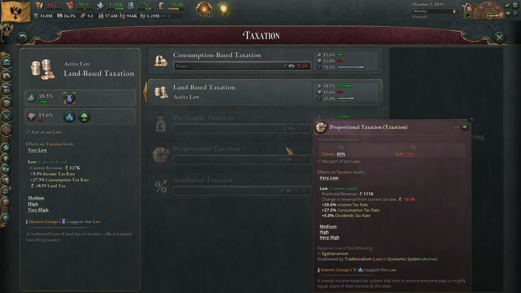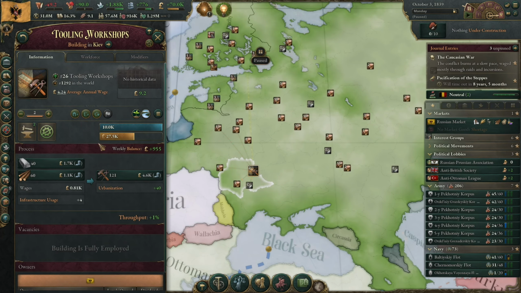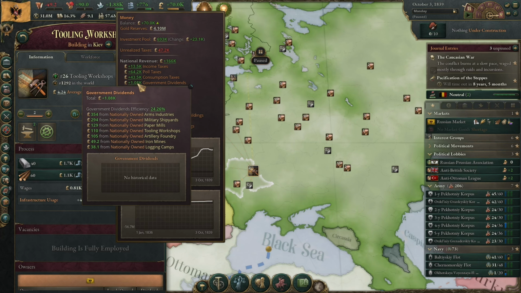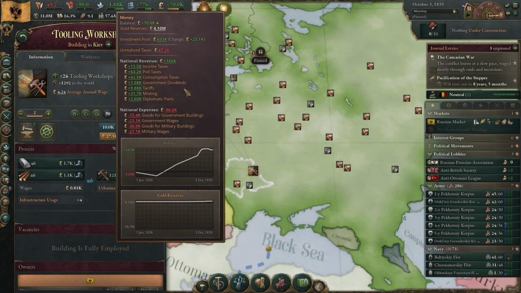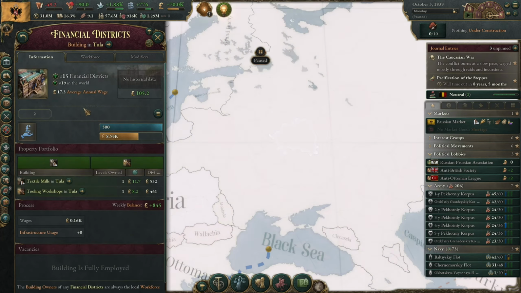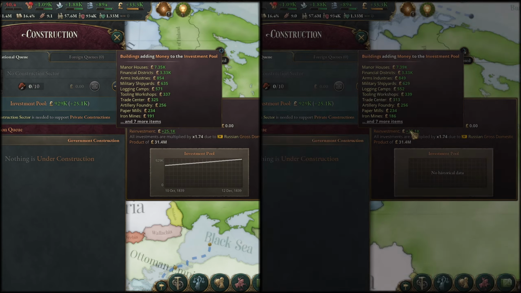If you are on another tax law than land-based taxes, the laborer will pay you more money. This means on other tax laws you will lose money from the lost laborers. But remember, we are moving the money. If the buildings selling the goods used by the labor-saving production method are state-owned, then you get more government dividends. If they are owned by financial districts, you either might get some dividend taxes or reinvestment into your investment pool.